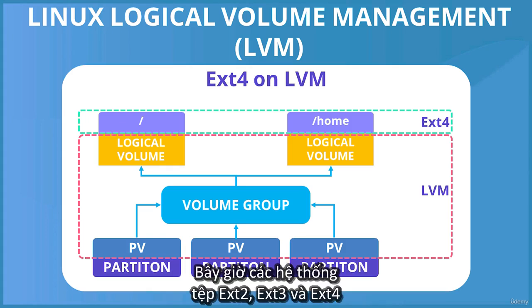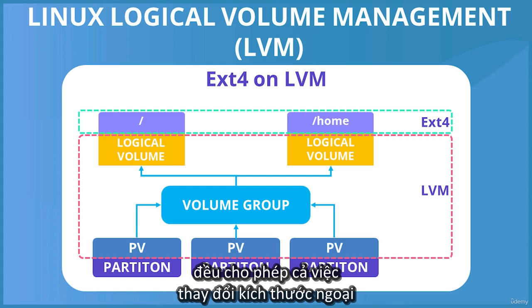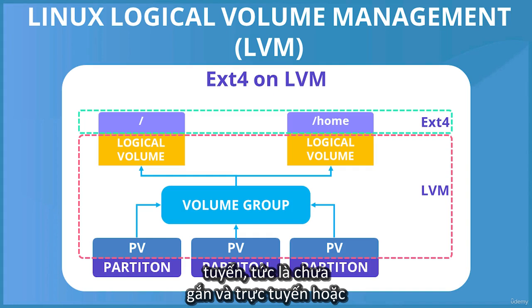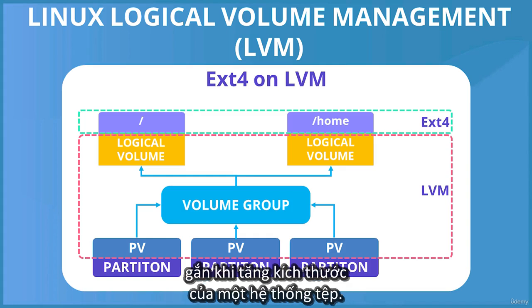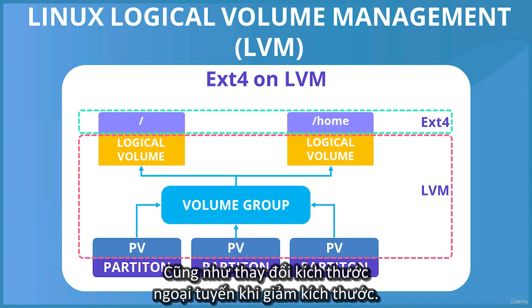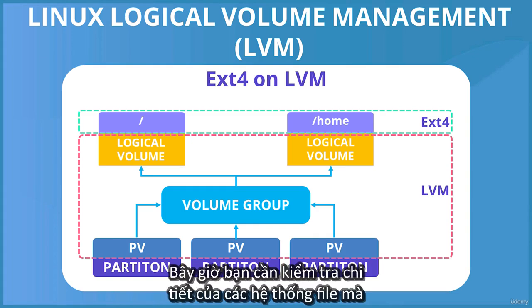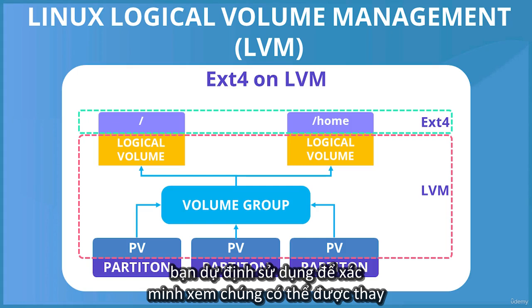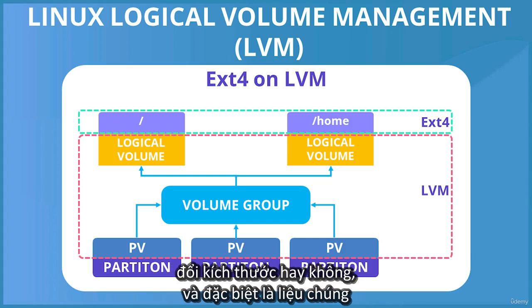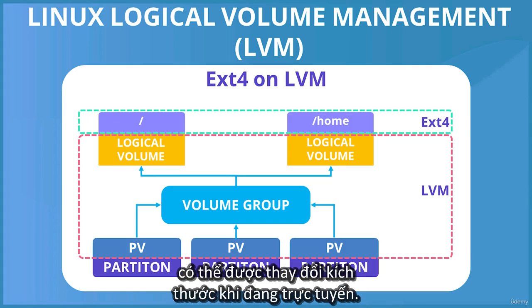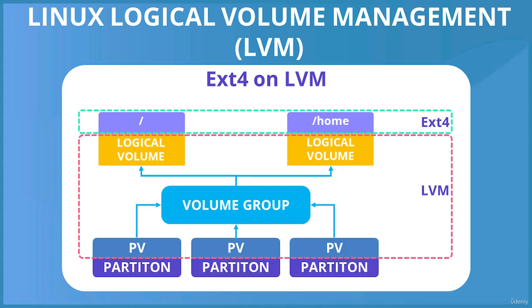The ext2, 3, and 4 file systems all allow both offline (unmounted) and online (mounted) resizing when increasing the size of a file system, as well as offline resizing when reducing the size. You are going to need to check the details of file systems you intend to use to verify whether they can be resized at all, and especially whether they can be resized while online. Know your stuff.